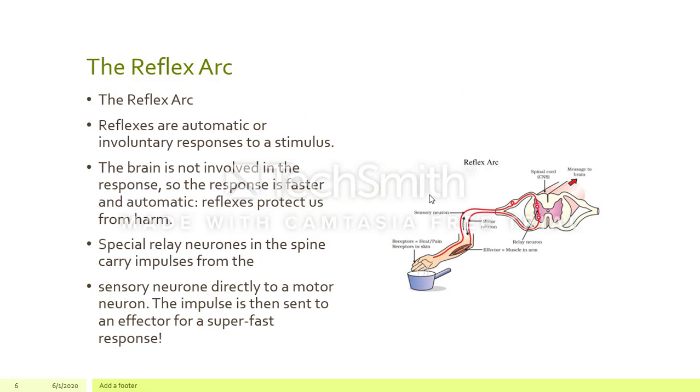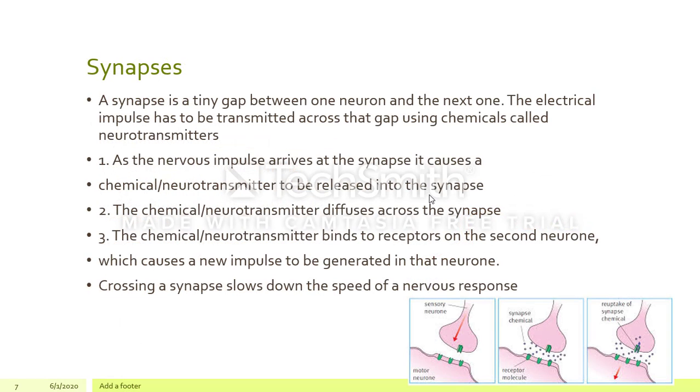Reflex arc. Reflexes are automatic or involuntary responses. The brain is not involved, so it's faster and protects us. Special relay neurons in the spine carry impulses from the sensory neuron directly to a motor neuron. The impulse is then sent to an effector for a super fast response. The synapse is a tiny gap between one neuron and the next one. The two neurons never touch each other.